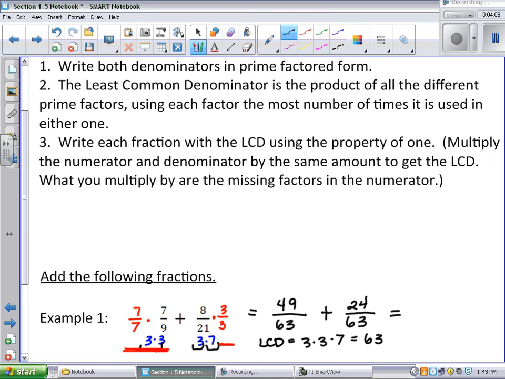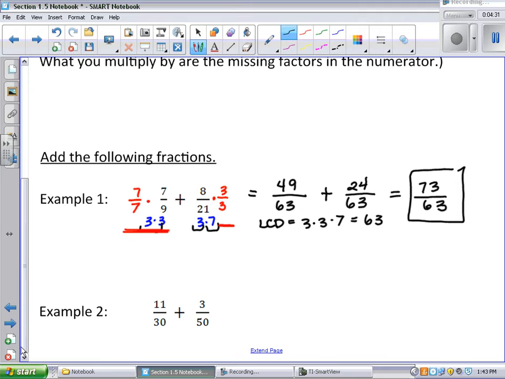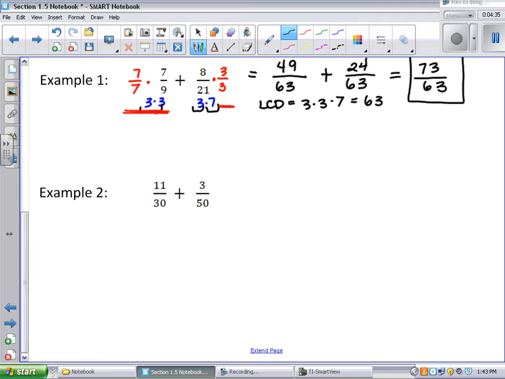Add the numerators. 49 plus 24 is 73, and put it over my common denominator, 63. 73 over 63 is in lowest terms. I don't have to do anything else here. And I'm not worried about writing these fractions as mixed numbers. I can keep them in fraction form.